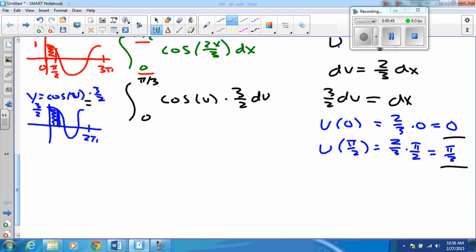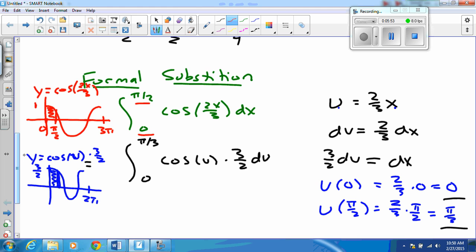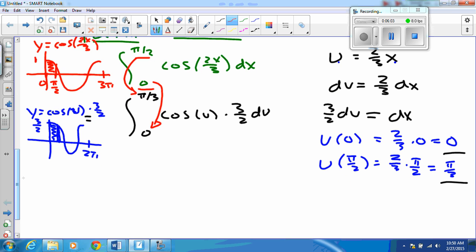So if I accidentally happen to get a new u value in the bottom that was larger than the u value at the top, that doesn't matter. I'm still going to do the one that corresponds to 0 goes here, and the one that corresponds to pi over 2 goes here.